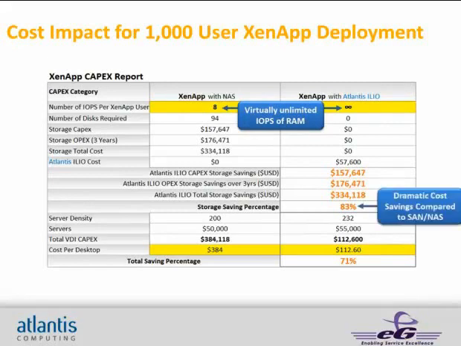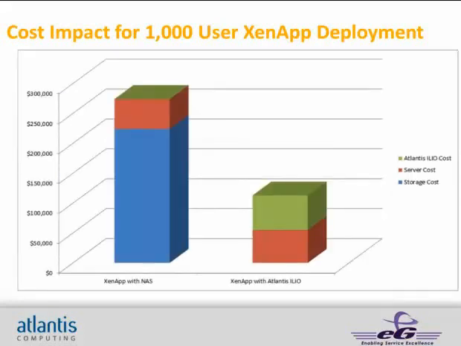Also, there's no storage capex or opex. You're going to save over 80% of the storage cost and the infrastructure cost per user. And this decreases by over 70% to just about $112 per user. So here's the breakdown of cost of server storage in Atlantis IO for each scenario. As you can see, the storage cost, the blue part of the graph, is completely eliminated, and you bring that down to a very, very low level.